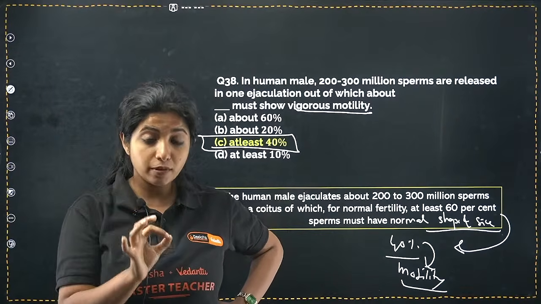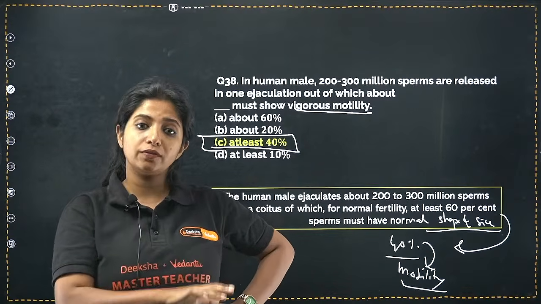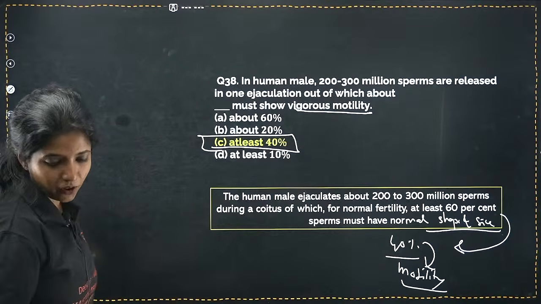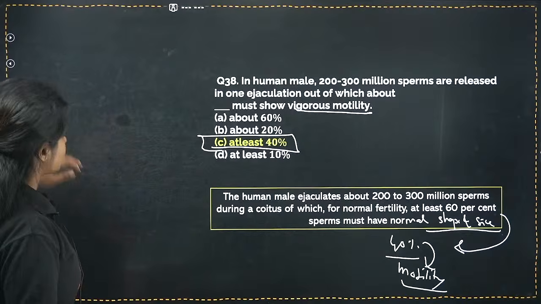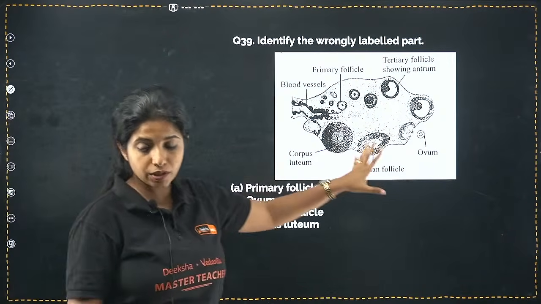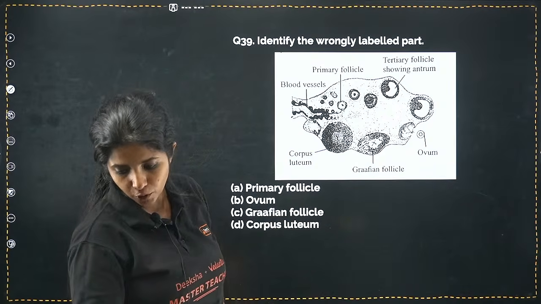60% of them should be of normal shape and size, and 40% out of them at least should be having vigorous motility. Cleared. Okay, I told it wrong. It's okay, Sanjana, it happens. So these are all new questions. The 5 questions that we are solving right now are not from your PYQ.